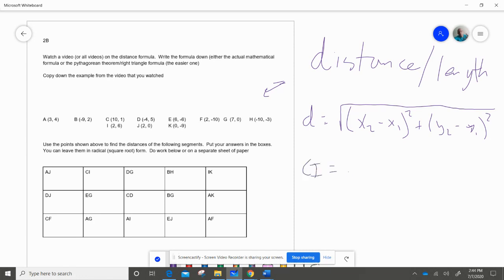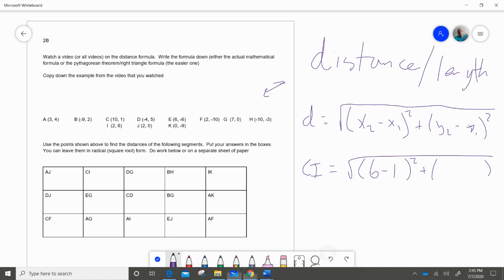Let's say we're going to find the length of CI. Well, x2 minus x1, so that's 6 minus 1, we'll square it. Or check that, that's y2 minus y1. I apologize. Let's erase that. I'm getting my formulas confused here. So we have 6 minus 1 squared over here, and then for the x values, we have 2 minus 10 squared there.